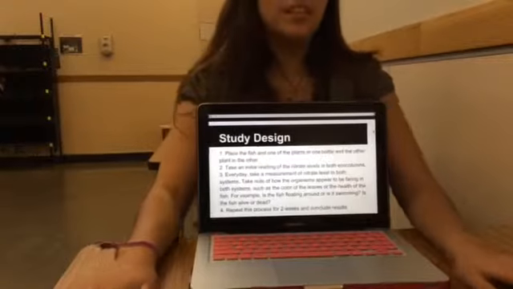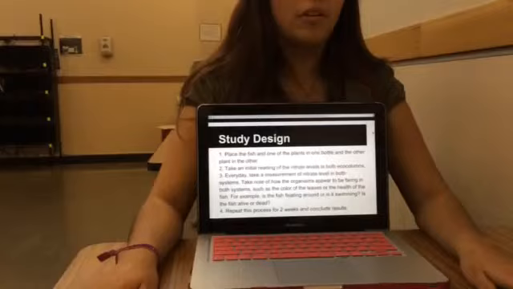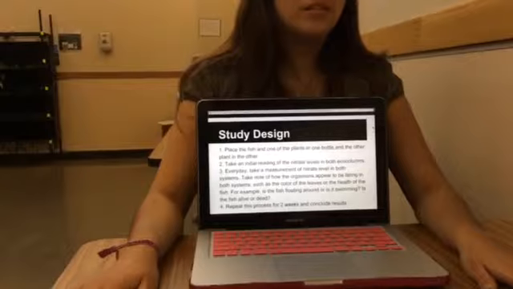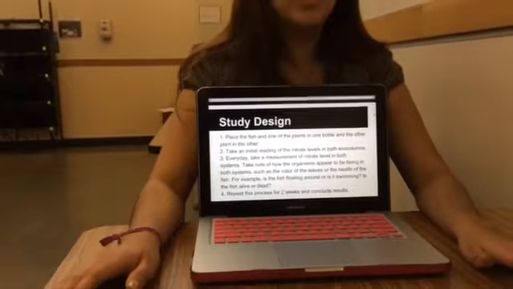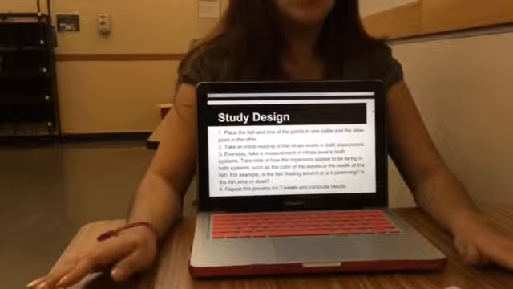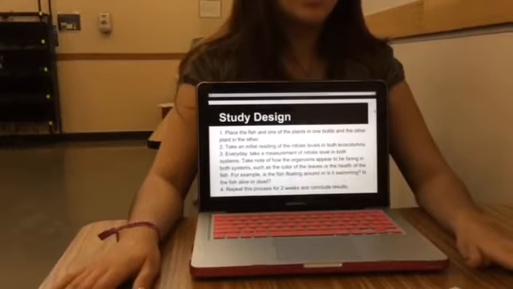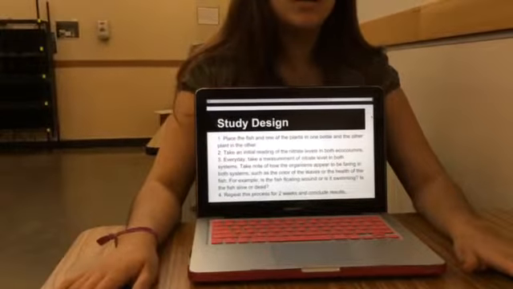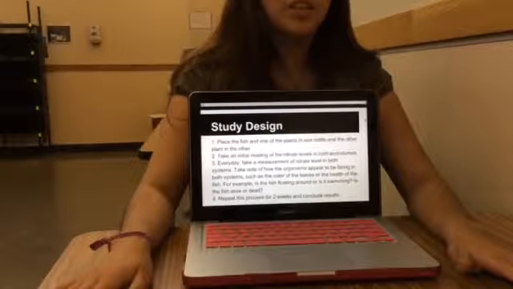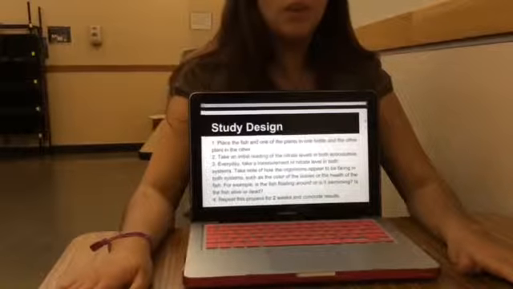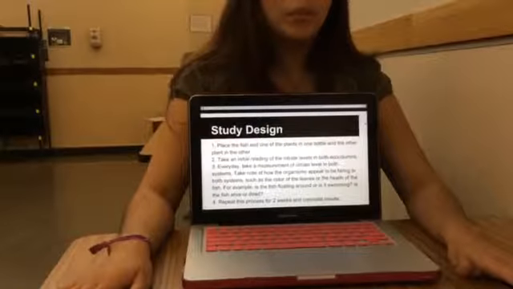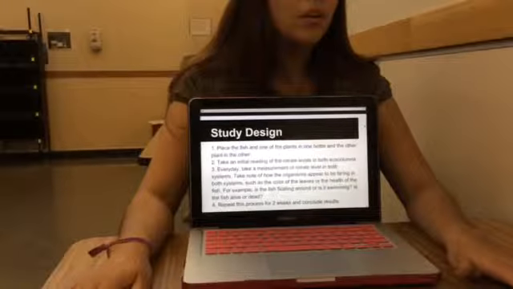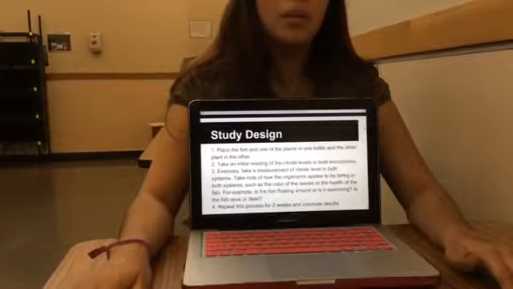Study design. First, place the fish in one of the plants in one bottle and the other plant in the other. Take an initial reading of the nitrate level in both columns. Every day, take a measurement of the nitrate level in both systems. Take notes of how the organisms appear to be varying in both systems, such as the color of the leaves or the health of the fish. For example, is the fish floating around or is it swimming? Is the fish alive or dead? Repeat this process for 2 weeks and conclude results.